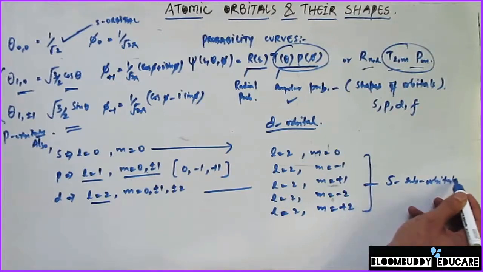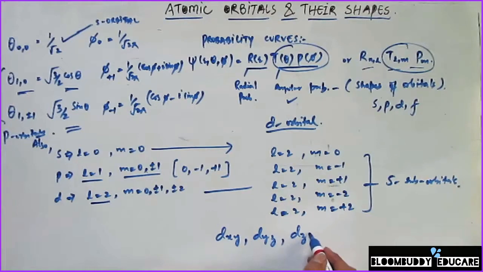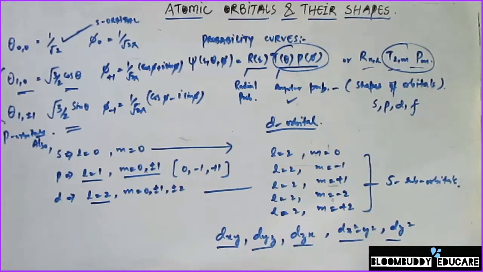suborbitals. And we also know the names of those orbitals. The names of those orbitals are dxy, dyz, dzx, right? And then we have dx square minus y square, and then we have dz square. So these are the names of the 5 different orbitals that the d orbital has.